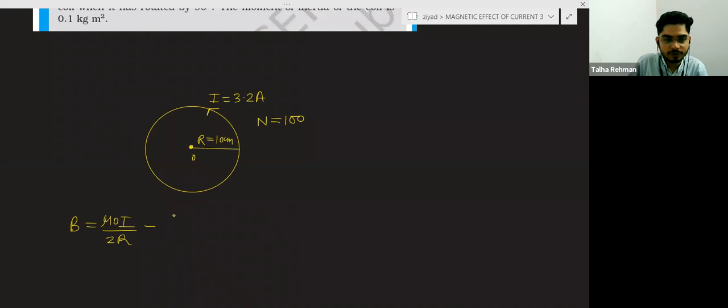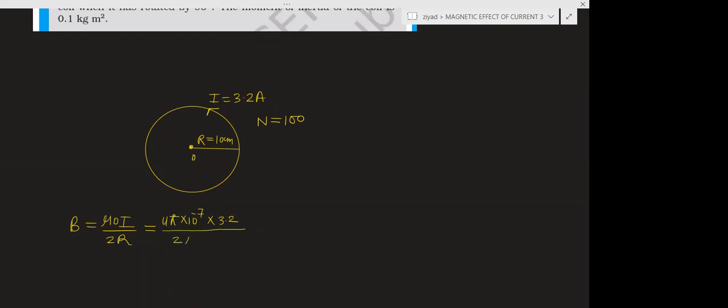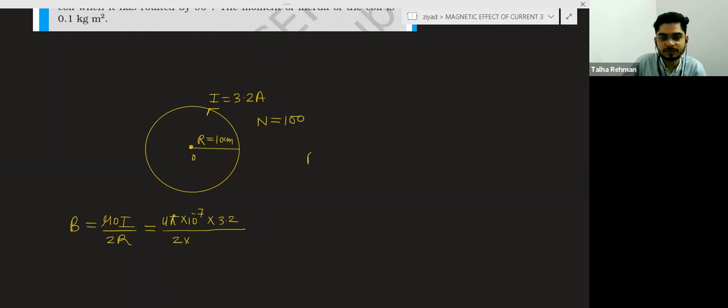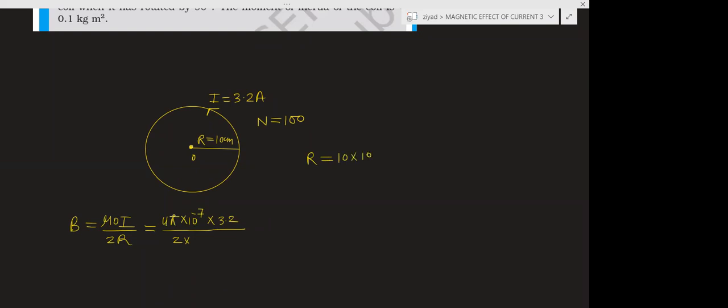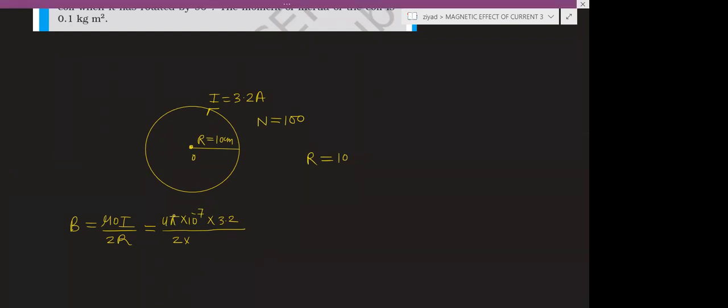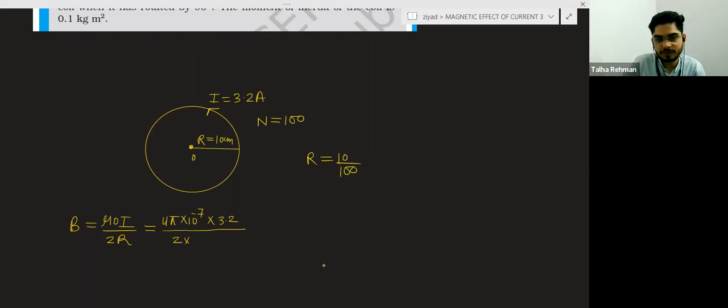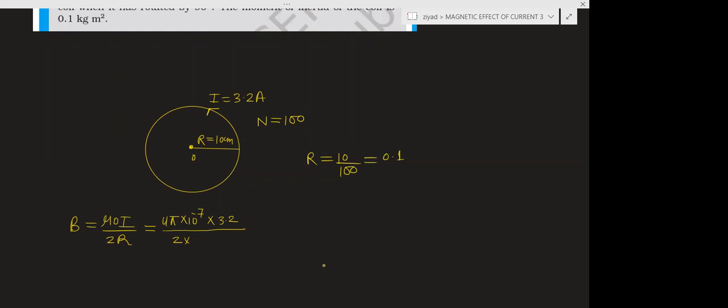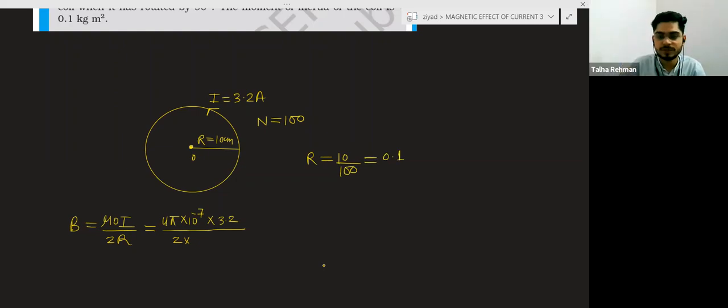So when you put all the values, the value of mu naught is 4 pi into 10 to the power minus 7, and the current is 3.2 ampere, divided by 2 into R. R is 10 centimeter. You will convert this into meter. You will divide it by 100, and this will become 0.1 meter.